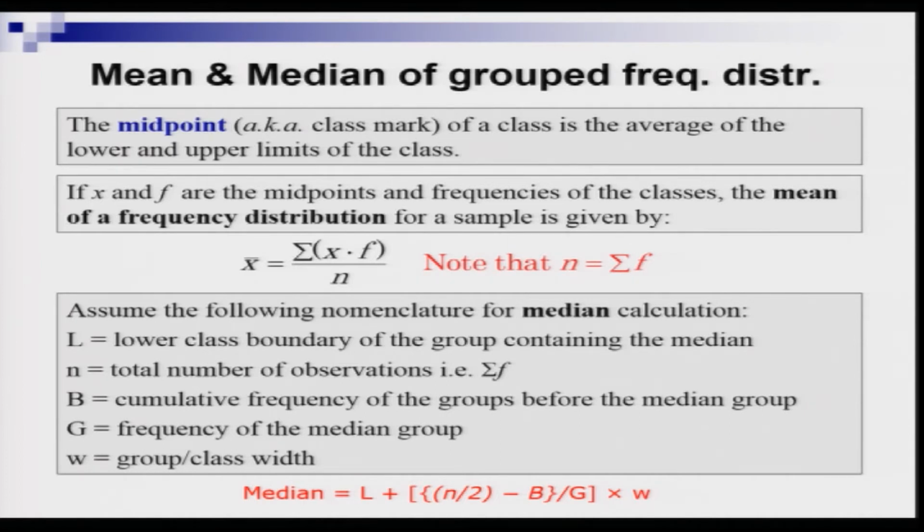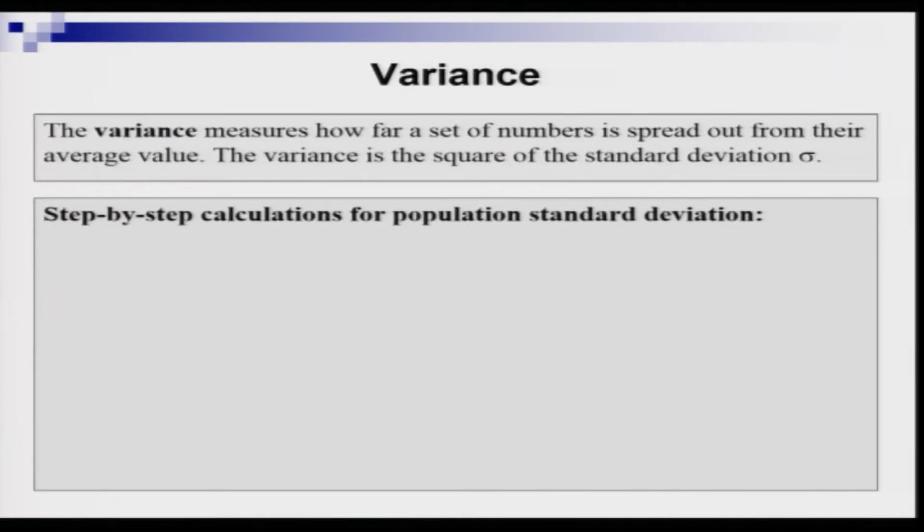So, with this formula shown, let me move to the variance. So, what is variance? The variance of a frequency distribution measures how far a set of numbers is spread out from their average value. The variance is the square of the standard deviation measure sigma. Now, let us look at step by step calculations for population standard deviation, and then we will look at the step by step calculation for the sample standard deviation.